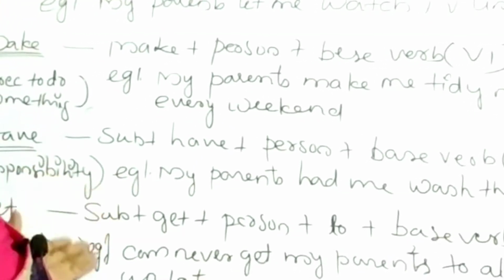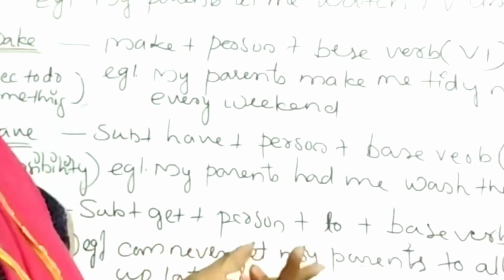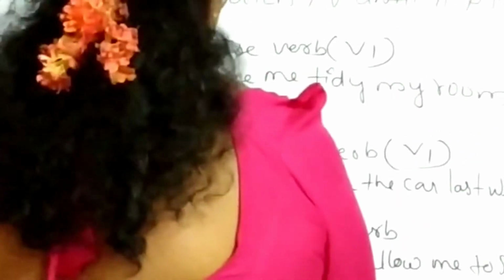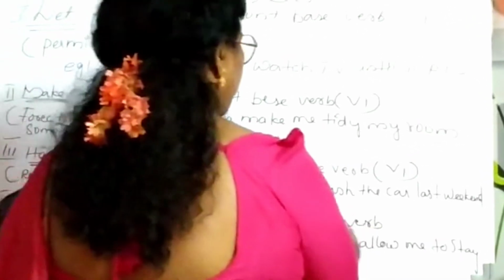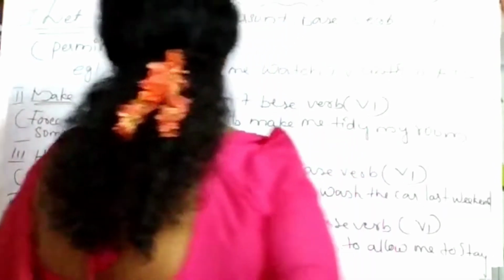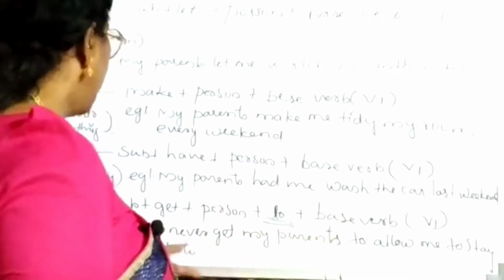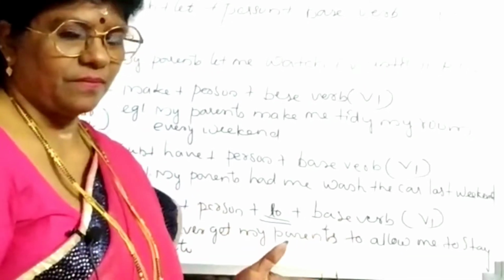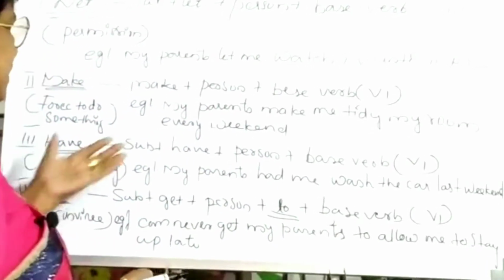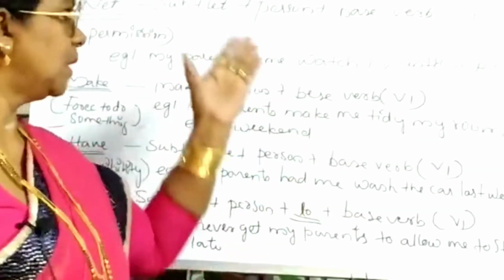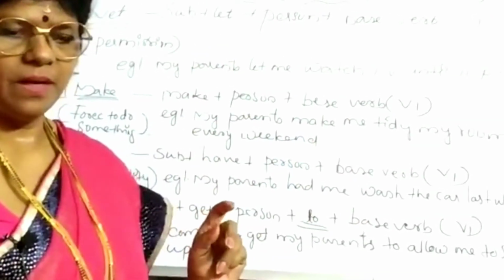Get. What's the meaning of get? To convince someone or something. Subject plus get plus person. Here you have to use the infinitive, and then base verb V1. Example: I can never get my parents to allow me to stay up late. Understood? So we have seen the various forms, particularly let, make, have, get, and how we make causative verbs. Understood?